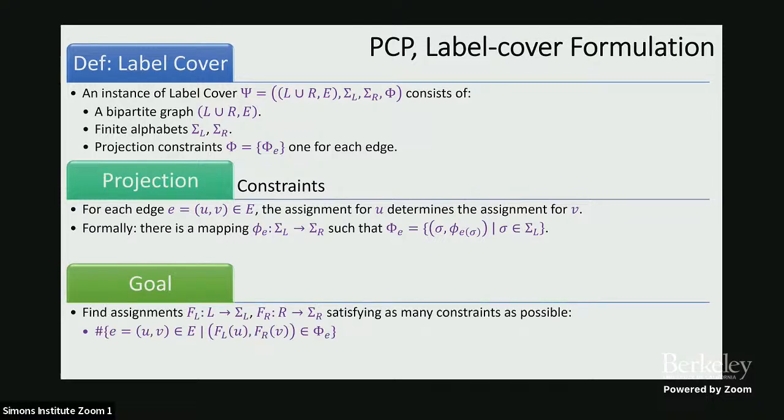And of course, if I give you a label cover instance, this is a maximization problem. And now I'm going to define what is the objective function of this problem. Well, I give you a label cover instance. Your goal is to assign labels to the vertices so that as many of the constraints are satisfied. So I want to maximize the number of edges e so that if I look at the labels that I assigned to the endpoints of e, then these fall inside the collection of tuples that are considered satisfying.